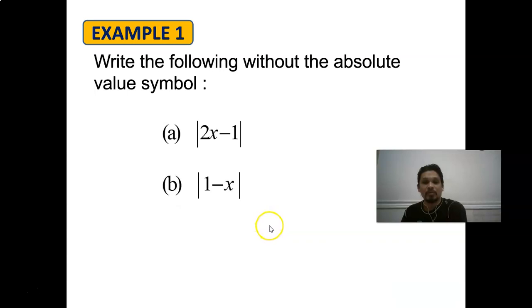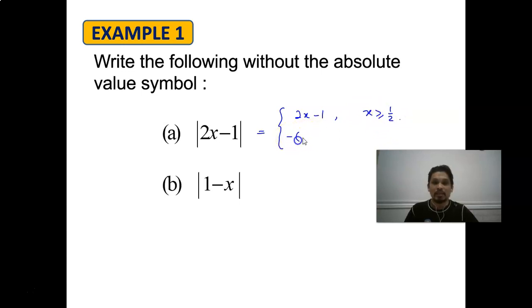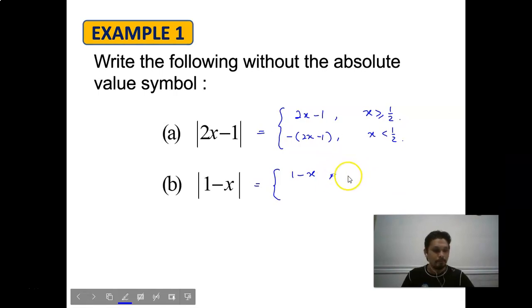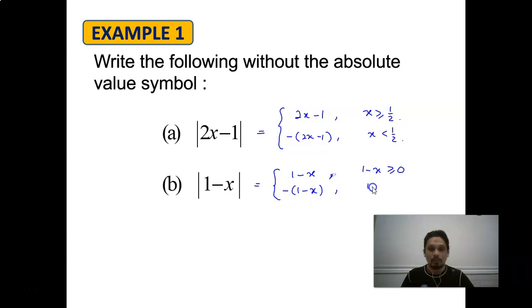Write the following without an absolute value symbol. For this one, it is 2x minus 1 when x is greater than or equal to 1 over 2, and negative of 2x minus 1 for x less than 1 over 2. And what about this one here? It is 1 minus x for 1 minus x greater than or equal to 0, and negative of 1 minus x for 1 minus x less than 0.